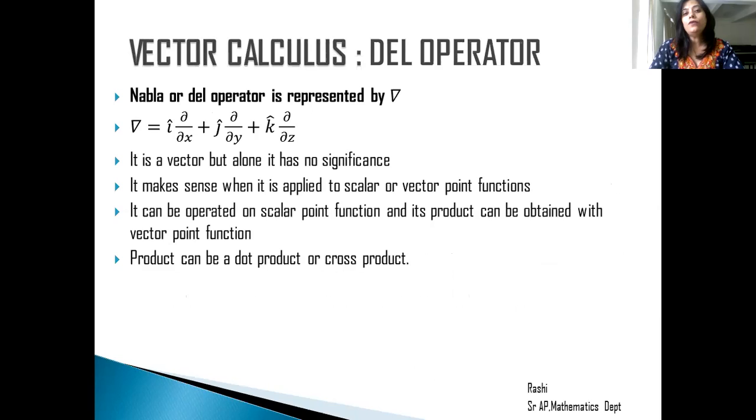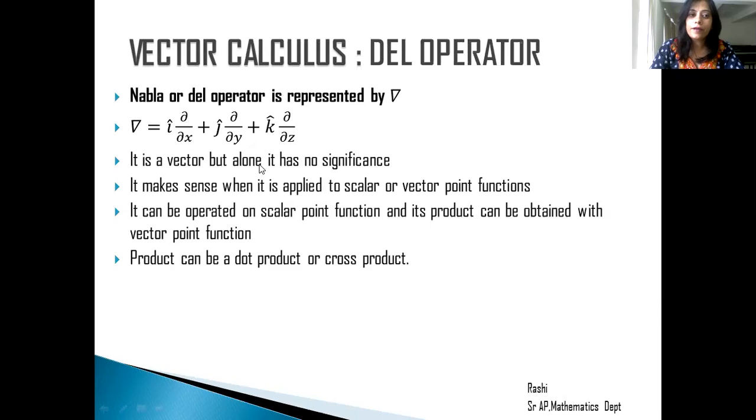Now we need to learn one operator. An operator is not something complicated. In mathematics it plays an important role, like the differential operator and the integral operator. In the same way, for vectors we define an operator nabla or del, represented by this inverted triangle. This nabla is a vector quantity and its value is i del by del x plus j del by del y plus k del by del z. But alone it does not have any significance.